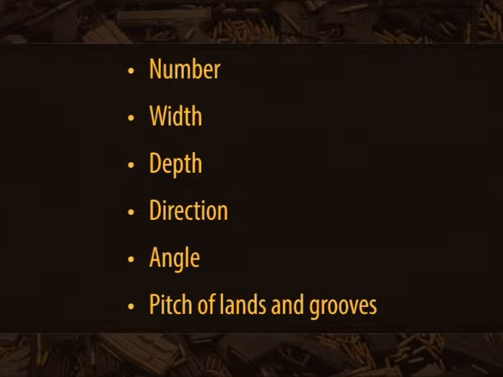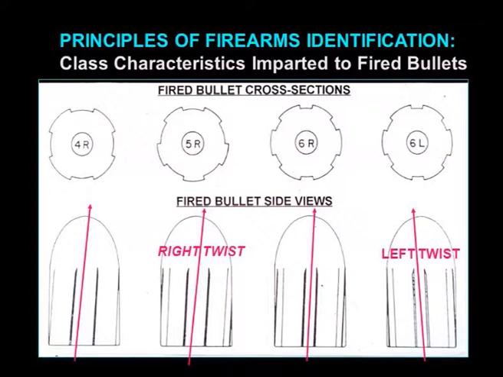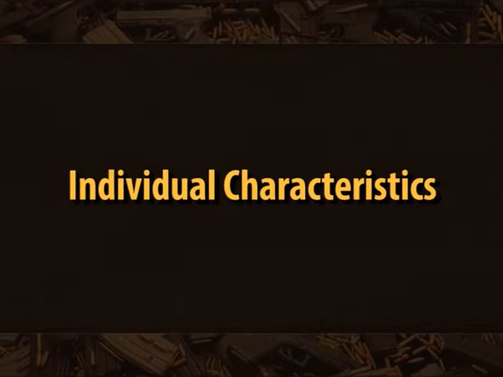Now, the number, the width, the depth, the direction, angle and pitch of lands and grooves on a fired bullet indicate the class characteristics of a firearm and would be common on bullets fired from firearms of the same make and model, but would be different in respect of different makes and models. Class characteristics are useful to the extent of quick eliminations only. Now, let us come to individual characteristics.